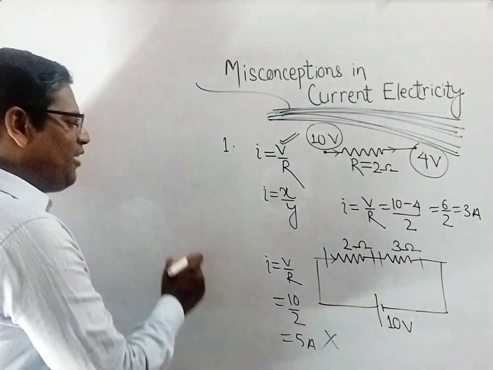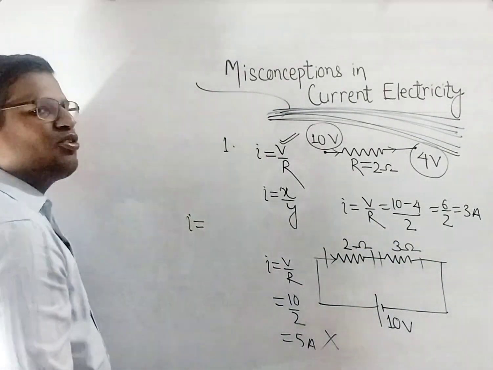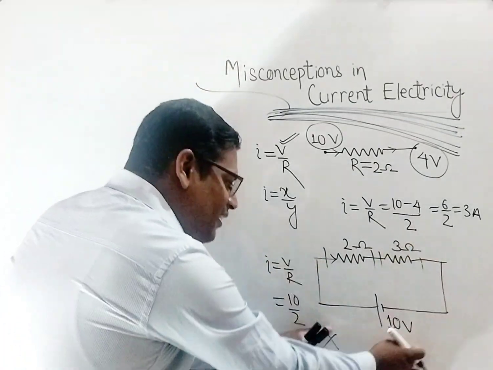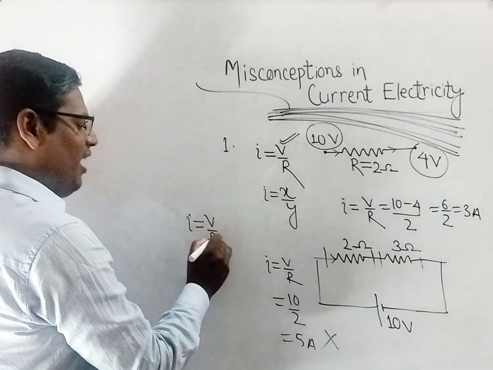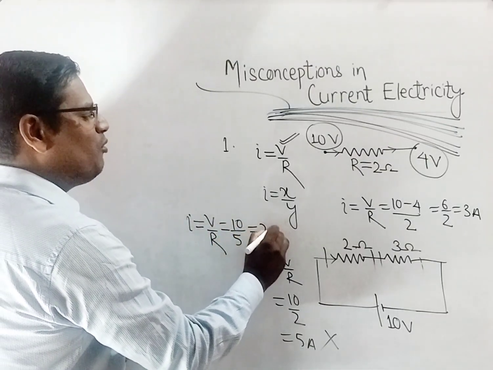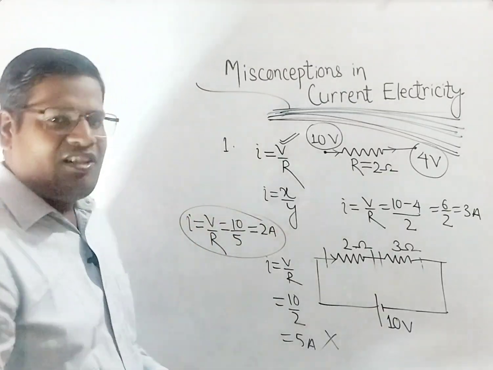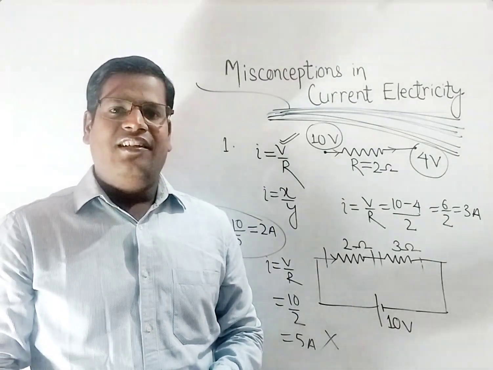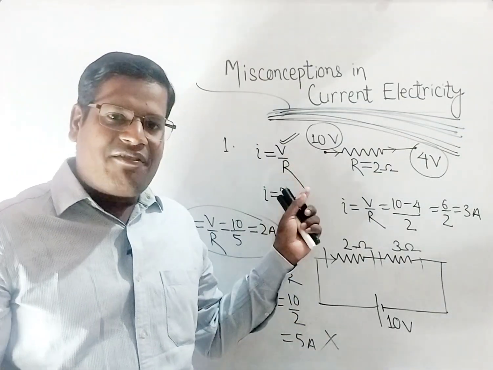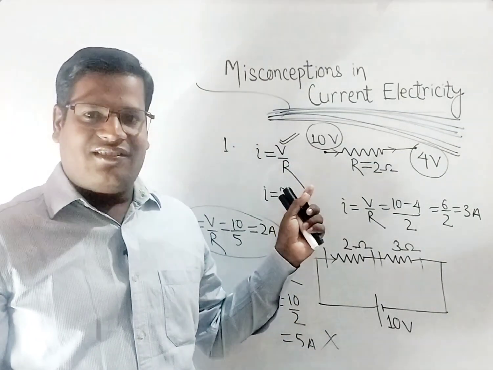So here the actual answer: the total resistance here is 5 ohm and that's connected to this 10 volt. So it is V by R, this is 10 volt by 5 ohm. So that comes out to be 2 ampere. This was the misconception related to whether the V is potential difference or potential.